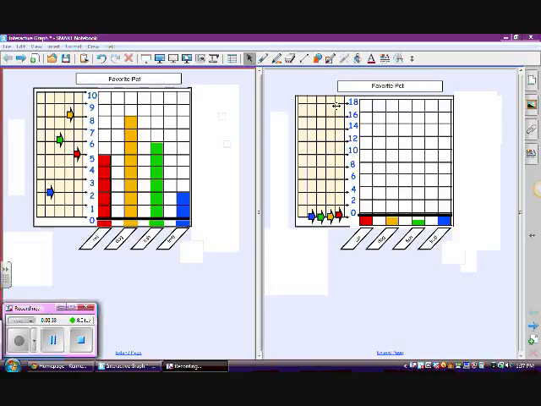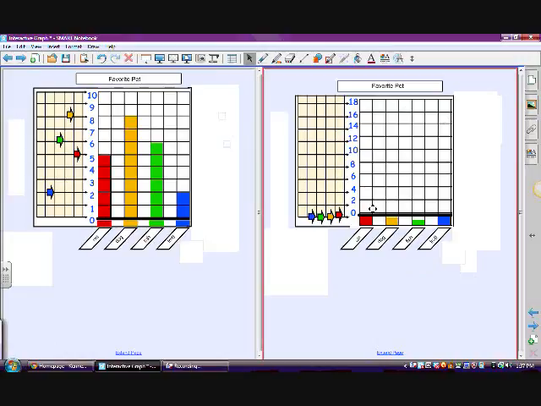We want to show the same data here. That means we want to show that 5 people prefer cats, 8 prefer dogs, 6 for fish, and 2 for frogs on this graph over here, the one on the right. But if you'll notice, the scale is different on this graph. This scale is counting by 2s. That means each block in the graph is equal to 2 people in the case of this graph.